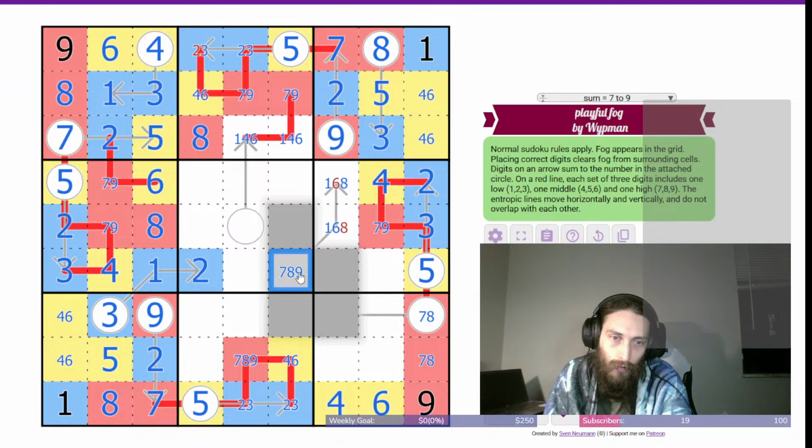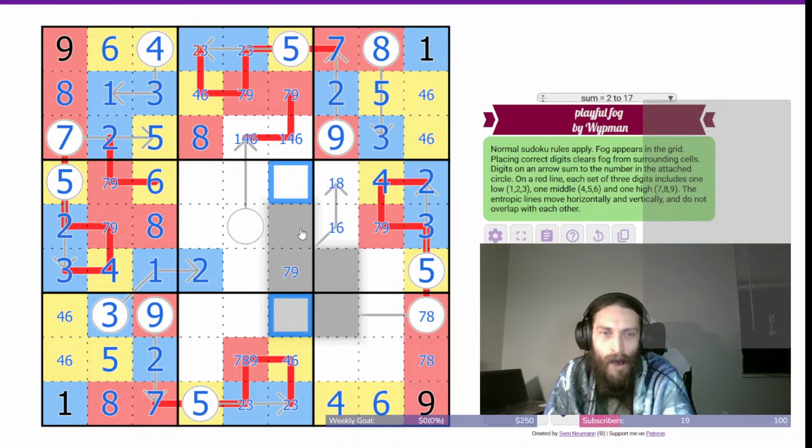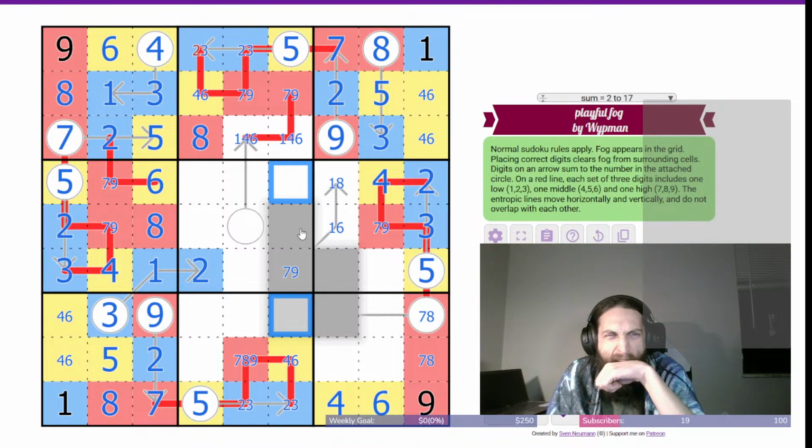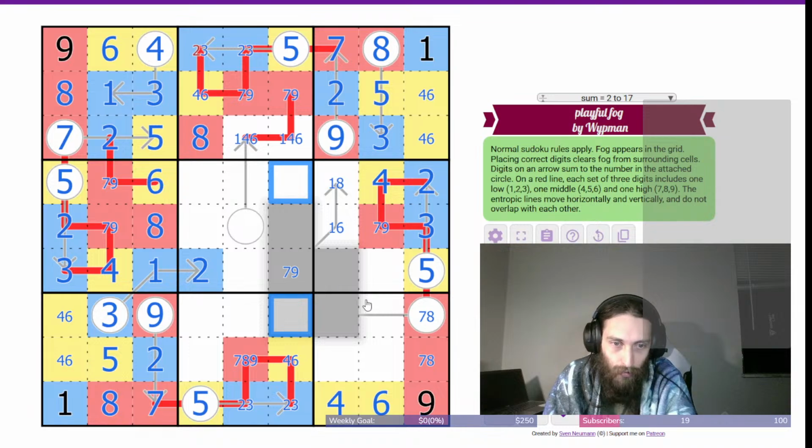Neither one's a 7, so this can't get the 8. That's a 7 or that one's a 7 or a 9. Where can 8 go in the rest of the box? There. I guess I meant column. This 2 is there.